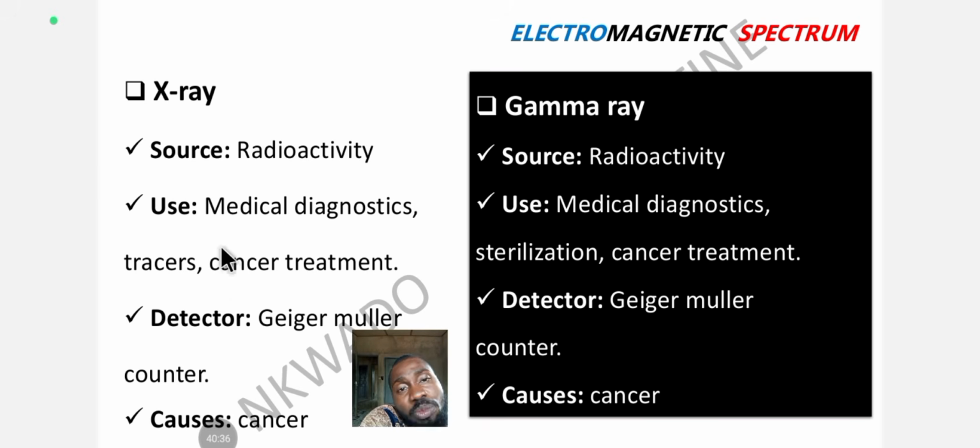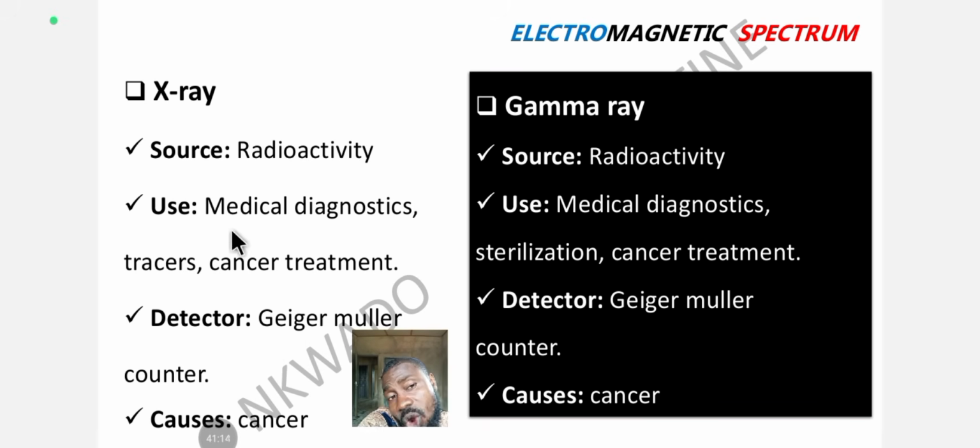And X-ray can also be used, when you say tracers, to trace leakage, especially in pipelines, all right. X-ray is also used in cancer treatments. And how do we detect X-ray? How do we know that X-ray is present? We use the Geiger counter. The Geiger counter was discovered by a German physicist. That was the person that discovered the Geiger counter.